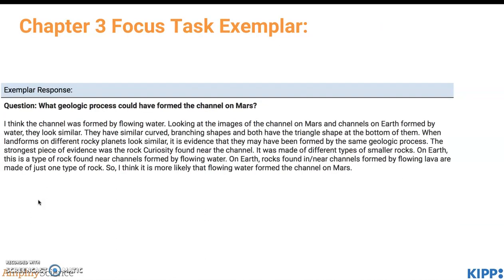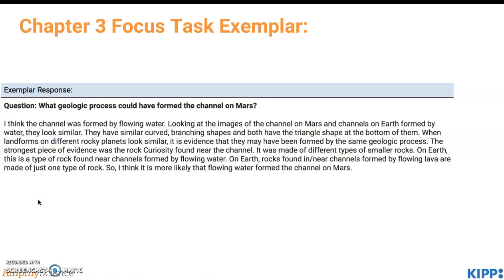The performance task exemplar reads, I think the channel was formed by flowing water. Looking at the images of the channel on Mars and channels on Earth formed by water, they look similar. They have similar curved, branching shapes and both have triangle shapes at the bottom of them. When landforms on different rocky planets look similar, it is evidence that they may have been formed by the same geologic process.